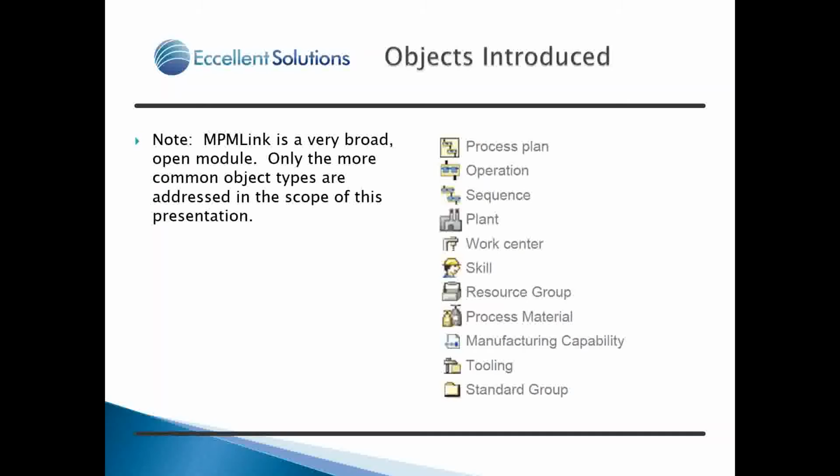So here are some of the main objects introduced with MPMLink. One thing to note here is that MPMLink is more of a broad open module, and this is more of the list of common object types that can be addressed and that will be addressed in the scope of this presentation. You'll see in the demo I provide that it's a very open-ended tool where you can really use all of these object types and more within PDMLink or even other modules to really incorporate a major overall plan into incorporating your manufacturing data in essence with your PDMLink data as well.